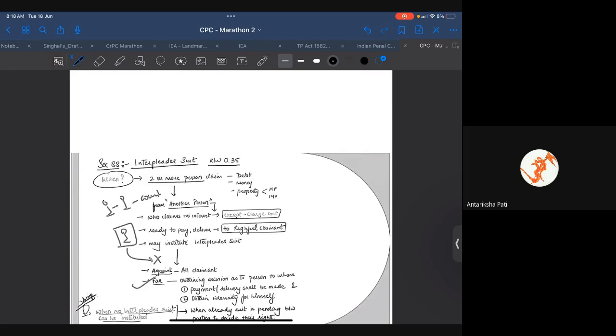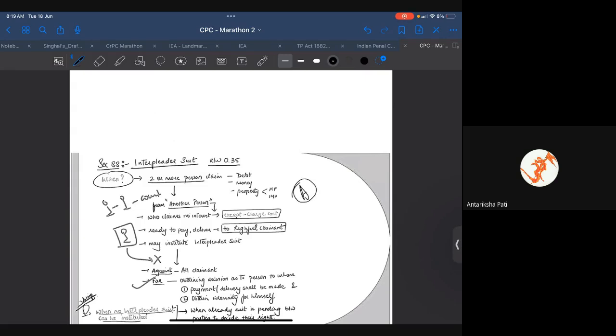Now, Section 88. 88 is important. Interpleader suit. It has to be read along with Order 35. It has to be made when two or more persons claim any debt, money, or property, movable or immovable, from another person who claims no interest except charge or cost and is ready to pay and deliver it to the rightful claimant. Then he may institute an interpleader suit.